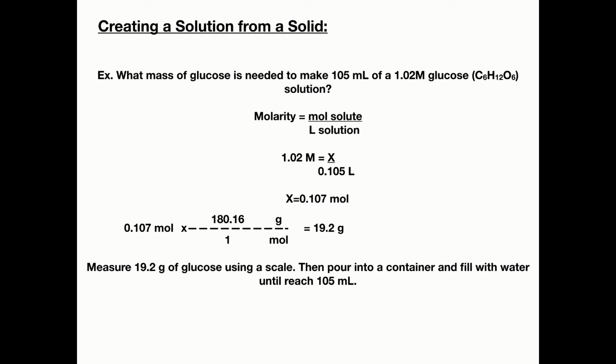Now keep in mind, I'm not saying add 105 mL of water, because you actually won't end up with exactly 105 mL of solution. Instead, you simply need to add enough water to get a final solution volume of 105 mL. Okay, so this is the math that's needed in order to determine what mass of solid you would need to add with water to get a solution of a specific concentration.